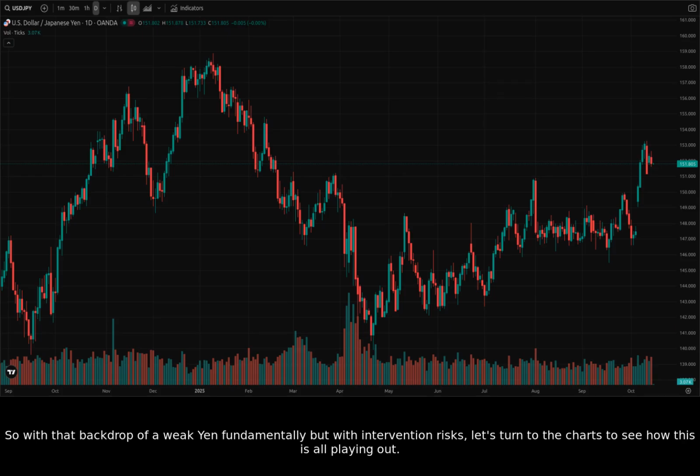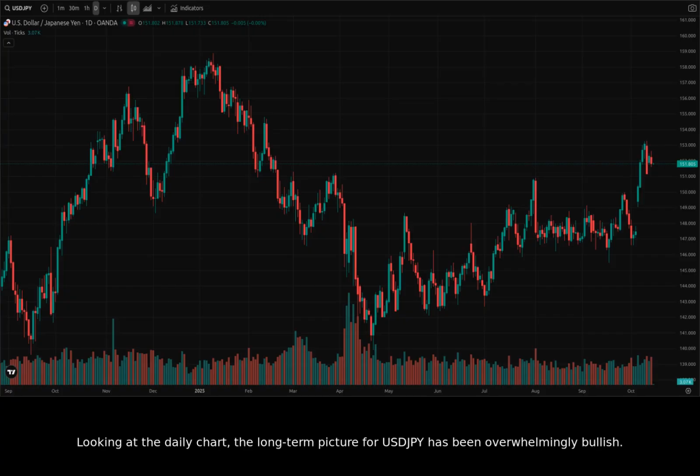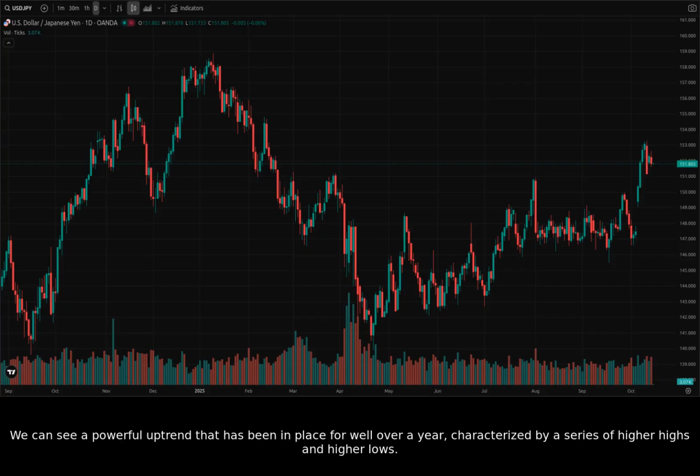So with that backdrop of a weak yen fundamentally, but with intervention risks, let's turn to the charts to see how this is all playing out. Looking at the daily chart, the long-term picture for USDJPY has been overwhelmingly bullish. We can see a powerful uptrend that has been in place for well over a year, characterized by a series of higher highs and higher lows.